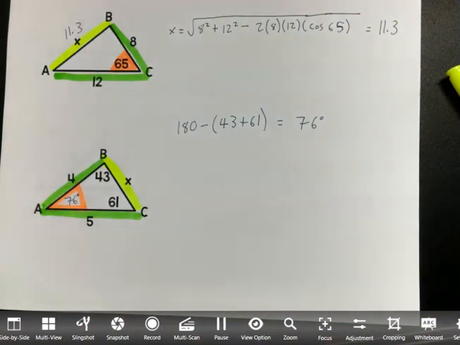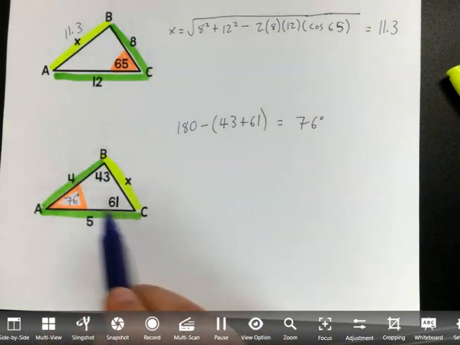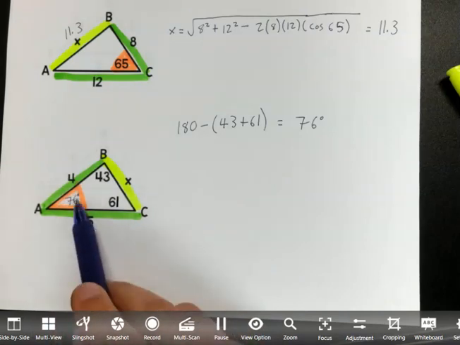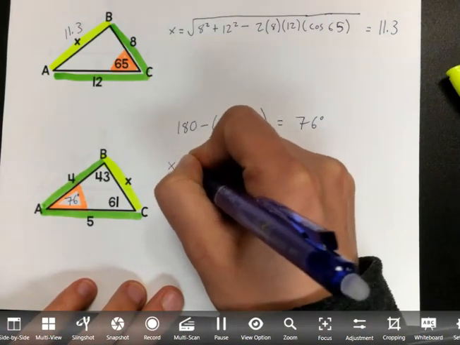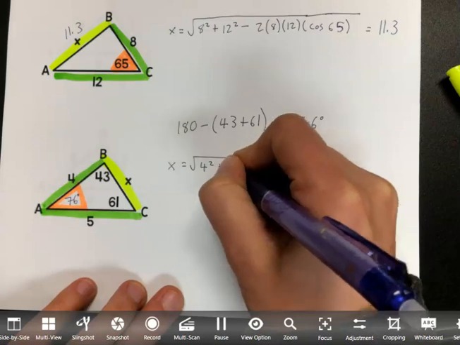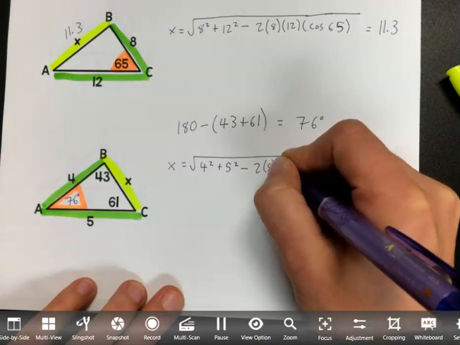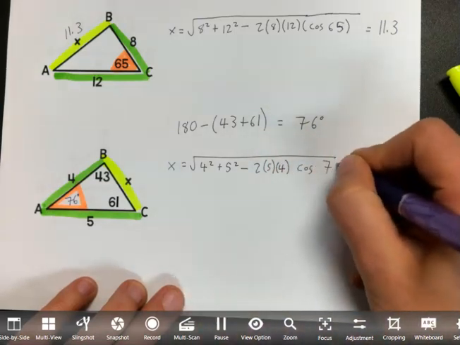Now, from here, you could have used law of sines. Now we have some opposites filled in, and we're just looking for one more opposite. Could have used law of sines, but we're on law of cosines notes, so let's go ahead and use our law of cosines. Now we have both of our greens, we've got the orange, and we're solving for that yellow. Okay, so x is equal to the square root of 4 squared plus 5 squared minus 2 times 4, or 5 times 4, or 4 times 5, either way it works, cosine 76.